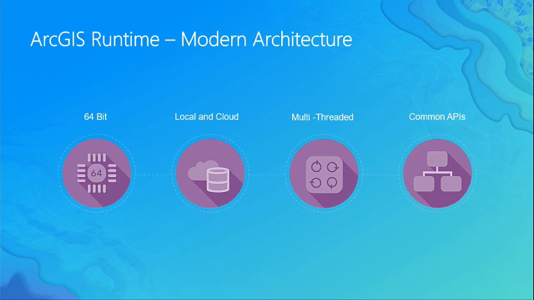So that meant that we could target 64-bit capabilities. We could work with local data more effectively. We could work with cloud information, service endpoints, and service capabilities. Obviously, it's multi-threaded, so you can leverage the multi-threading capabilities of a native application. And the critical part here is the common APIs.